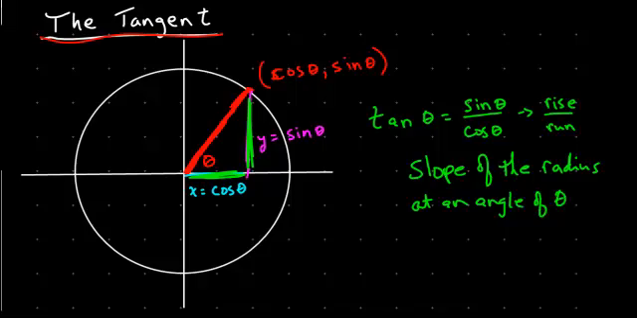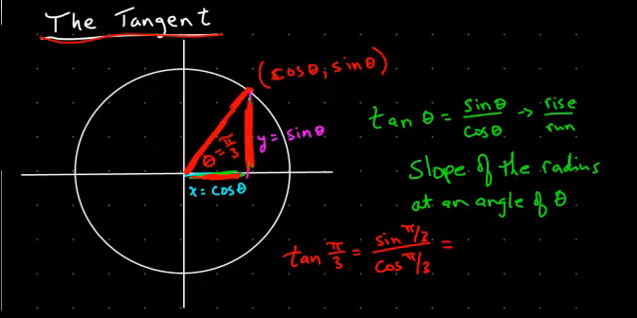For example, let's say that theta looks like it's about somewhere close to pi over 3. So let's say this theta equals pi over 3. So the tangent of pi over 3 equals the slope, the rise over the run. So the sine of pi over 3 divided by the cosine of pi over 3. And so the sine of pi over 3 is going to be root 3 over 2. And the cosine at pi over 3 is going to be this distance there. If you look at it, it looks like it's about 1/2.